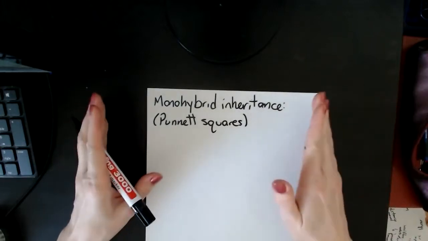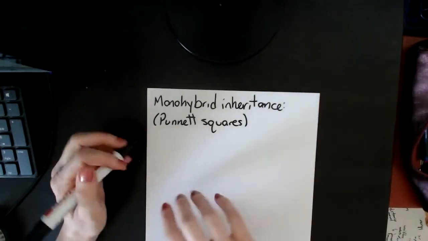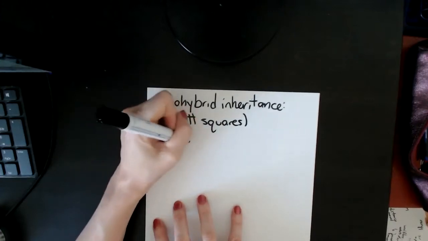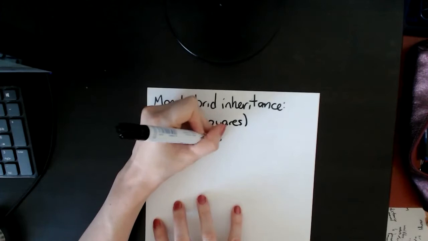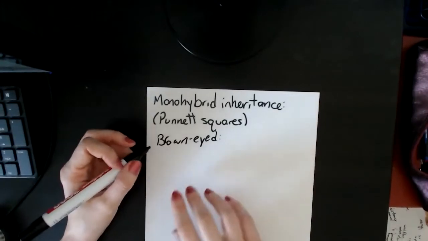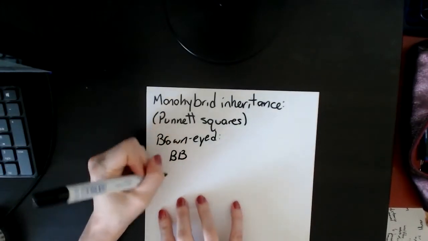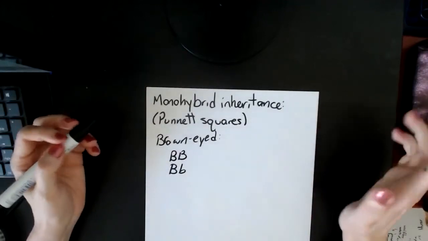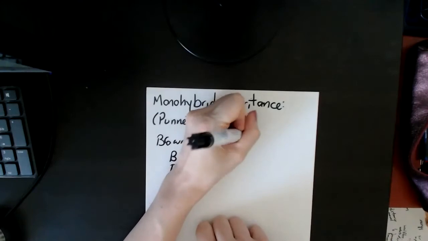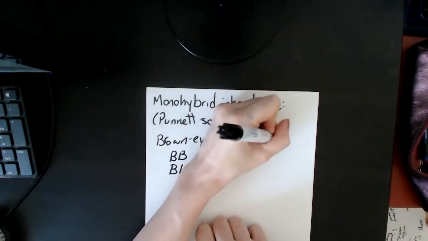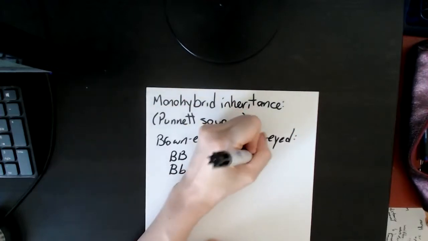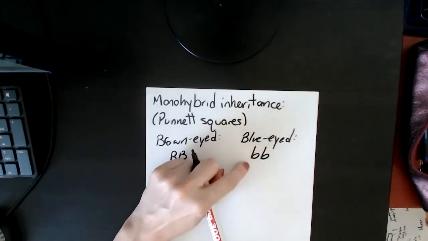So now we know that brown eyes is dominant. So if you have a brown-eyed person, they could have two possible genotypes, right? They could be homozygous dominant, or they could be heterozygous. You don't know. But if you have a blue-eyed person, in our perfect world, remember, there's only this monohybrid, then they have to have this genotype. They have to have two small b's.